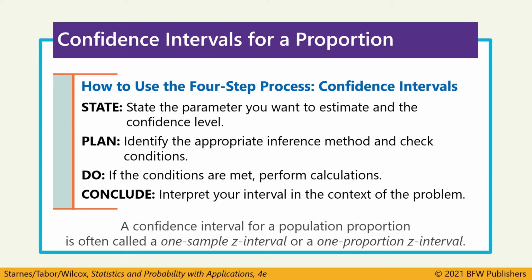context of the problem. A confidence interval for a population proportion is often called a one sample z interval or a one proportion z interval.